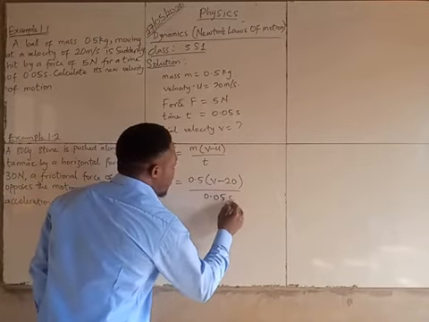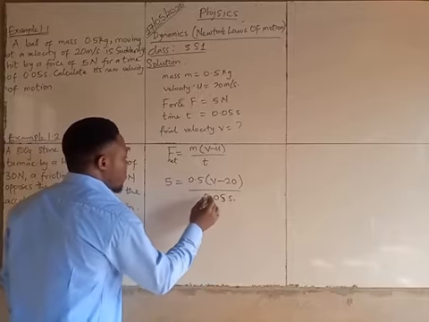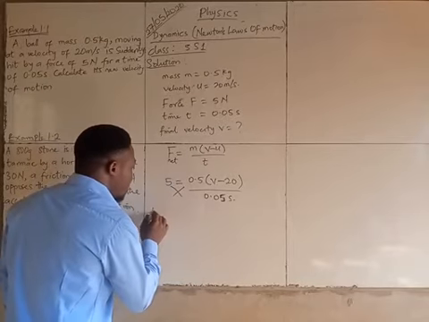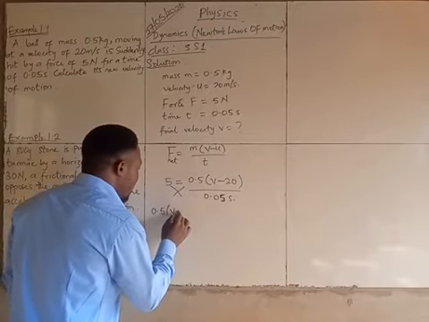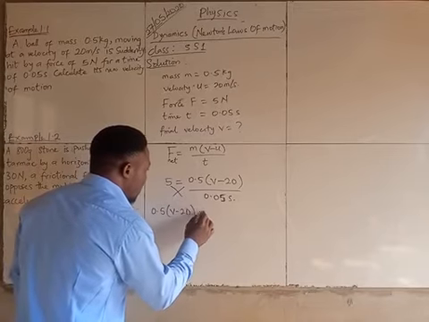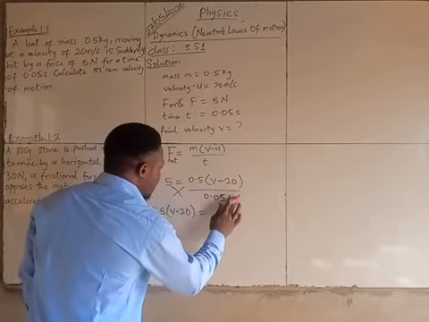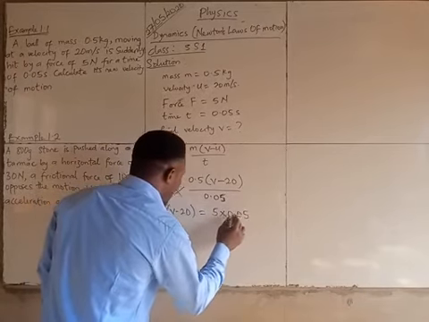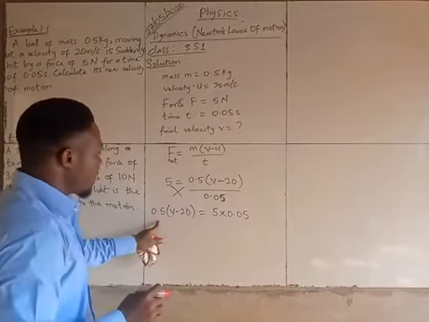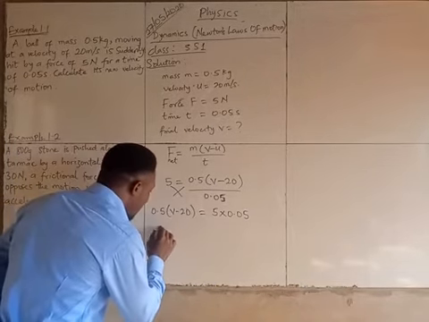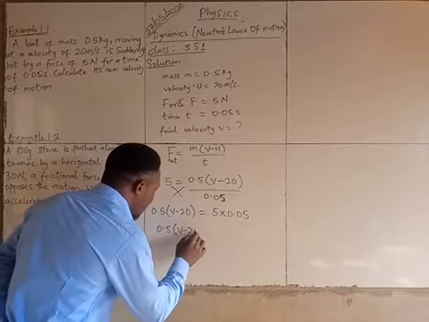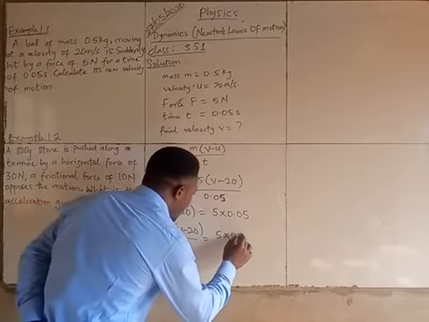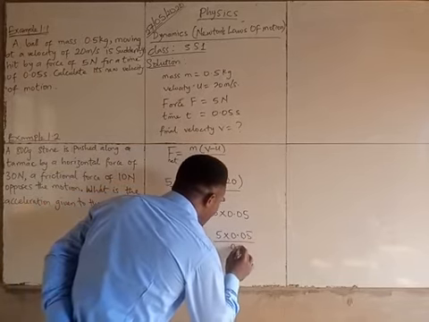0.05 seconds. Now we can cross multiply. You have 0.5 into V minus 20 equals 5 times 0.05. Now we divide both sides by 0.5. You have 0.5 into V minus 20 all over 0.5 equals 5 times 0.05 all over 0.5.